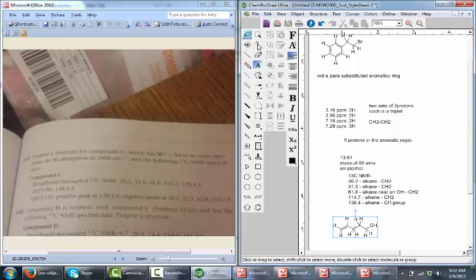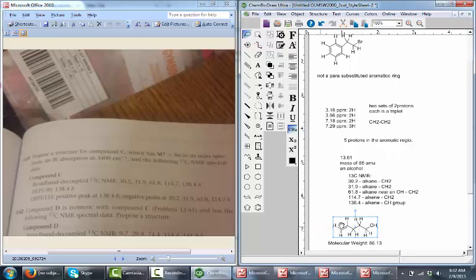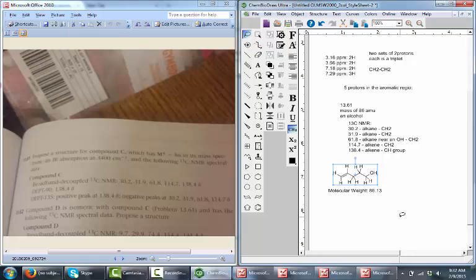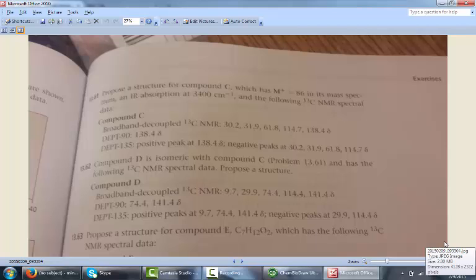And then finally, let's just confirm that I have the right molecular weight. So here I see 86.13 grams per mole. So that's how I know that this is the correct structure for 13.61. Okay, we're going to do one more problem here. So this is going to be 13.62. Hold on, let's pull up. Okay, so this is going to be the problem that we end with for today, 13.62.